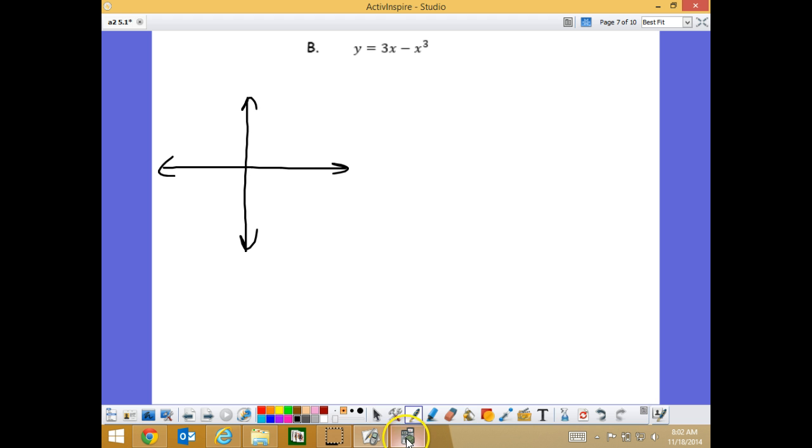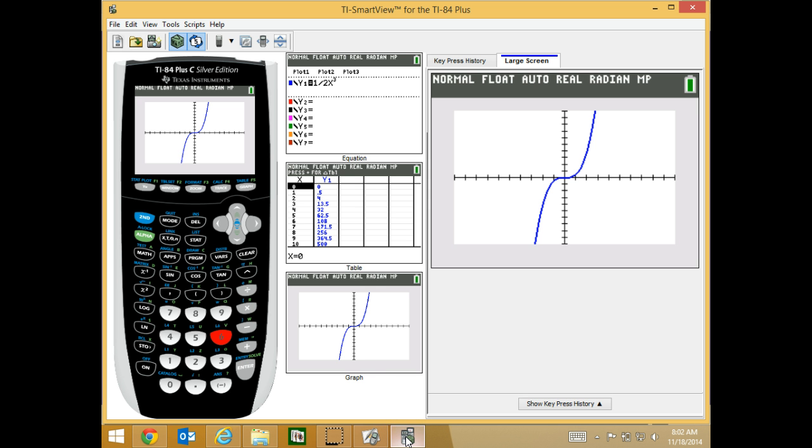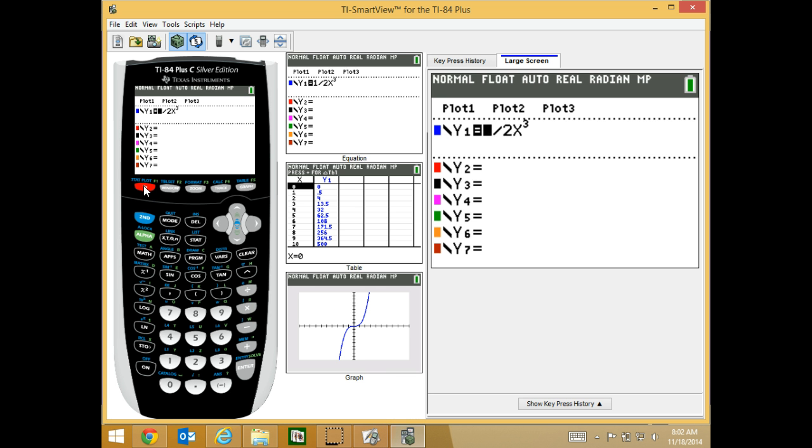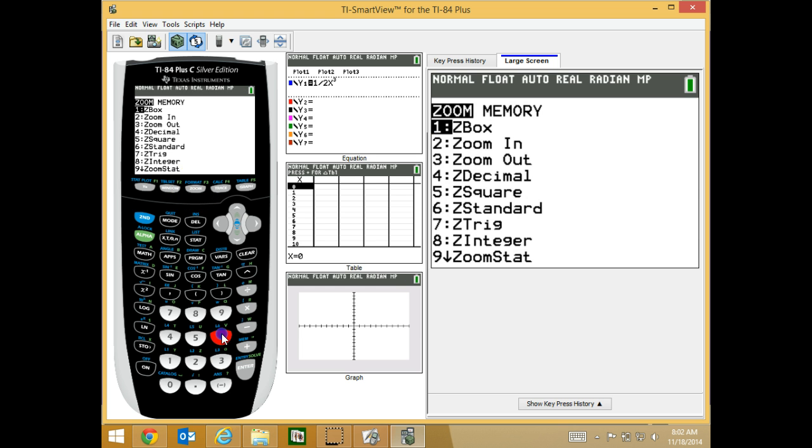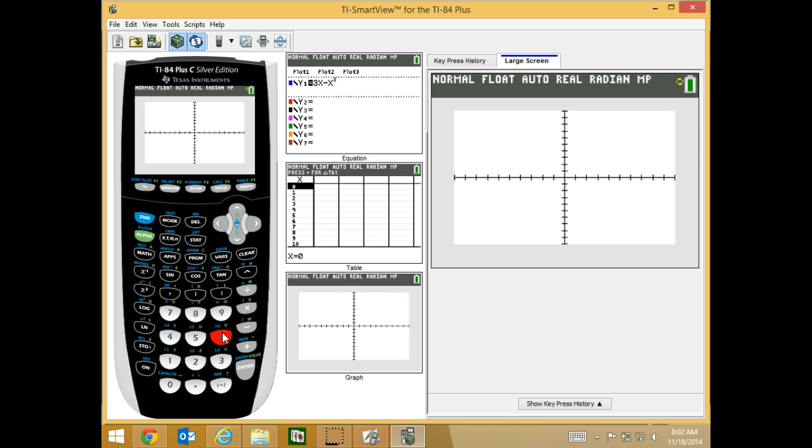So we will pull up the calculator, go back to y equals, clear out what we have, and we're going to put in 3x minus x cubed. And we'll graph that on the standard window, Zoom 6, just to take a look at it. We may need to adjust, and we don't. So we're good. We see mins and maxes. We see everything we need to.